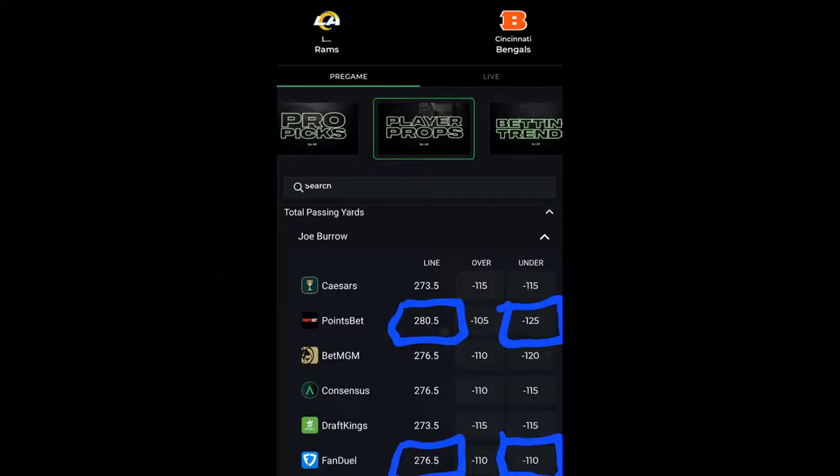You can see that we've got multiple sports books inside the app. This is a screenshot from the app, and Burrow under 280.5 over at Pointsbet, you are laying -125. Now, typically, if we're looking to bet an under on whatever it may be, we're looking for the highest possible amount because, of course, that gives us the most opportunity to go under. But when you factor in juice, that may not always be the best strategy, because we've now got to calculate the juice involved, right?